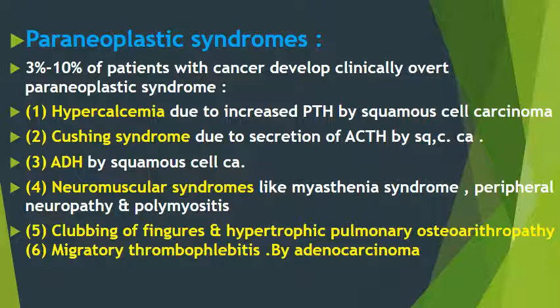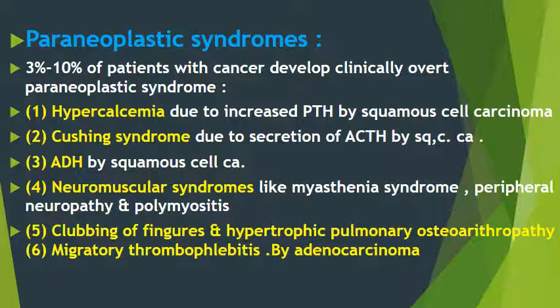The high level of calcium in a patient with cancer is due to increased PTH produced by squamous cell carcinoma. Squamous cell carcinoma elaborates parathyroid hormone. Parathyroid hormone is normally secreted by the parathyroid gland. But here, squamous cell carcinoma elaborates this type of hormone, which leads to an increase in the level of the calcium.